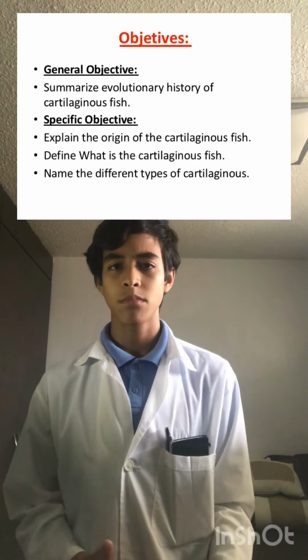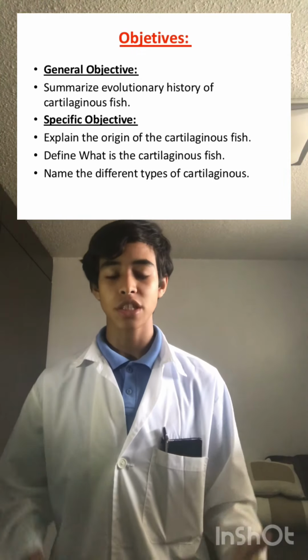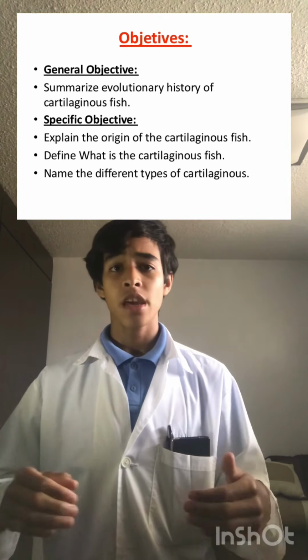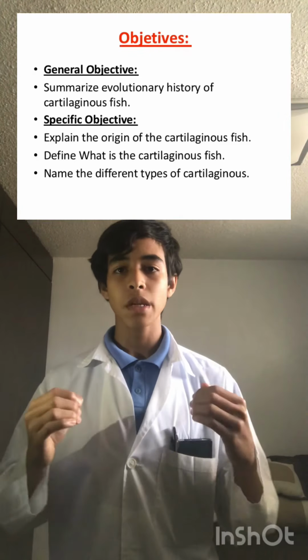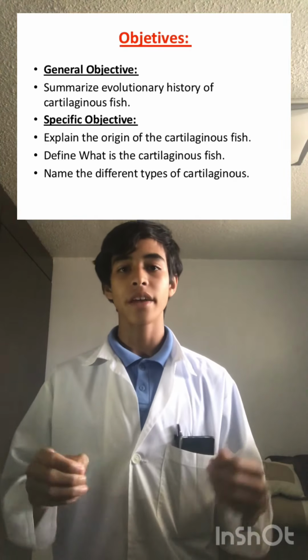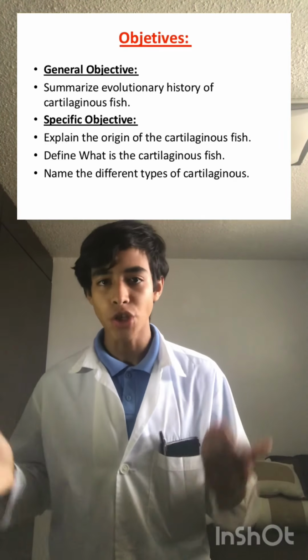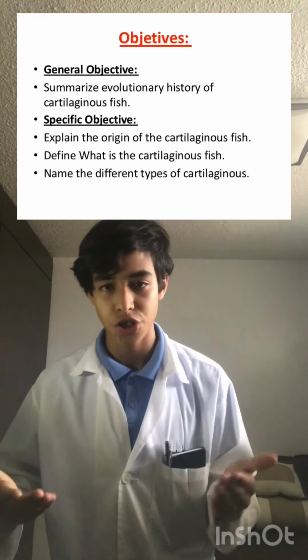The objective. The general objective is to summarize the evolution history of cartilaginous fish. The specific objective is to explain the origin of the cartilaginous fish, define what a cartilaginous fish is, and name the different types of cartilaginous fish.